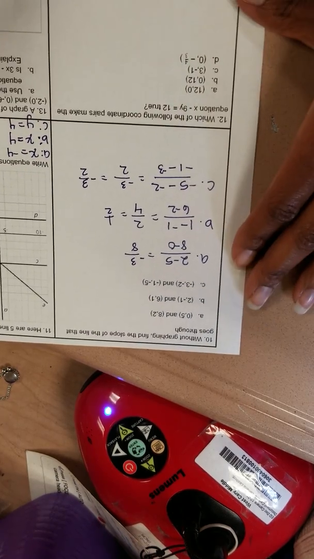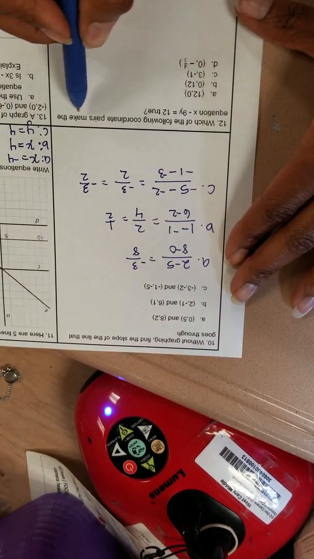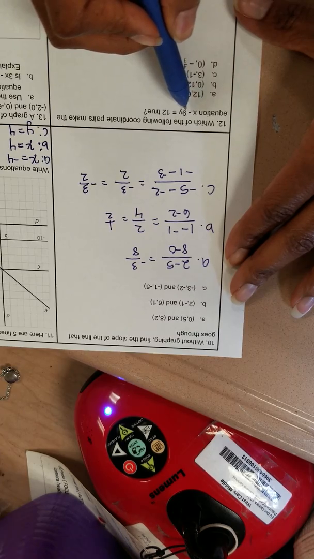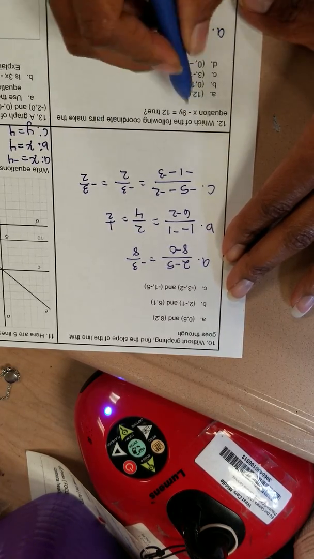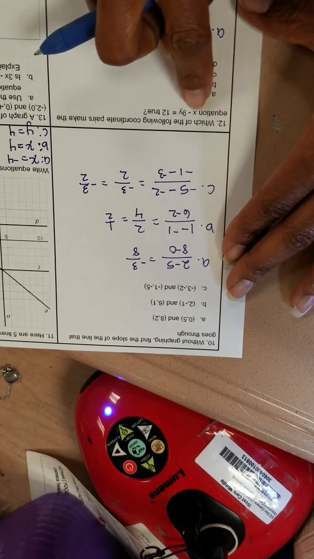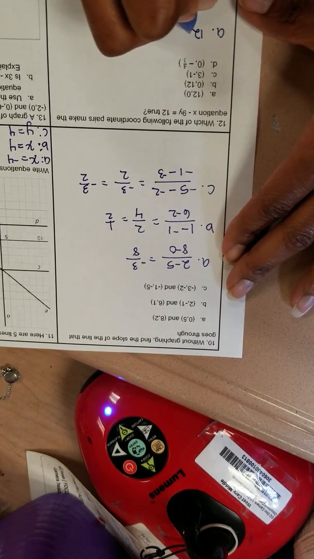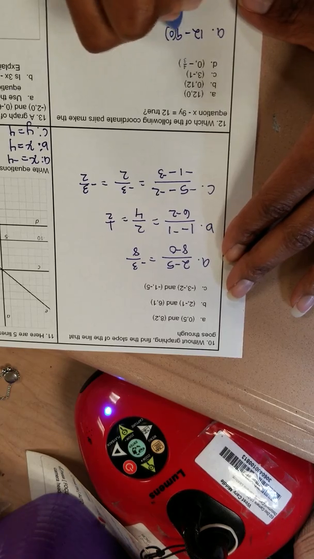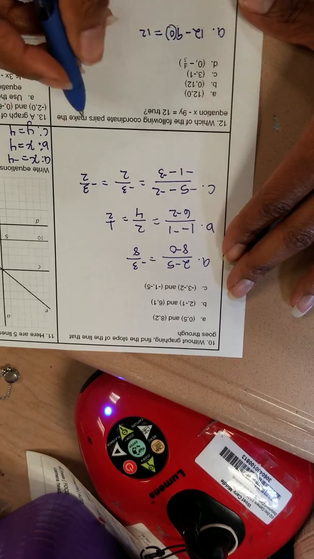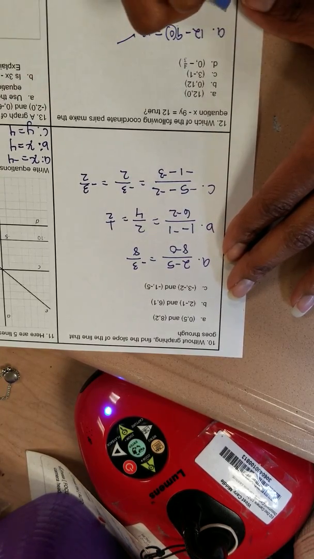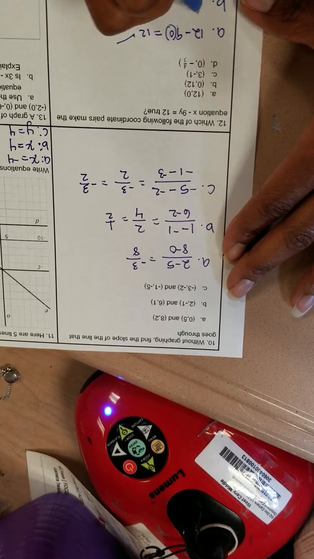Okay. Number 12, which of the following coordinate pairs make the equation x minus 9y equals 12 true? So this is what you do to figure that out. You're going to plug in the values, x coordinate for x value. So 12 minus 9 times 0 equals 12. Well, 9 times 0 is 0. 12 minus 0 is 12. So that is true.